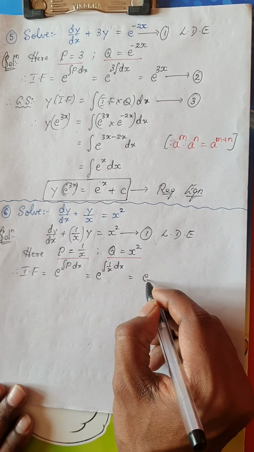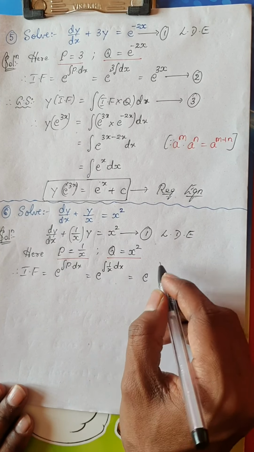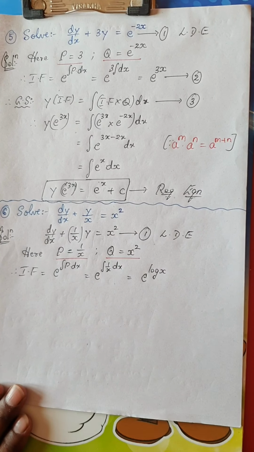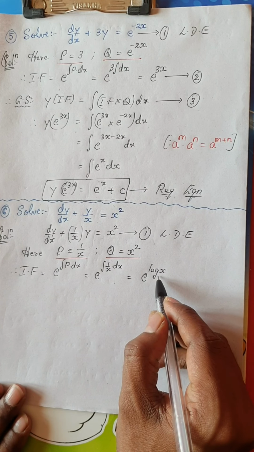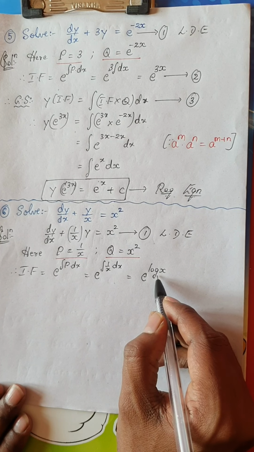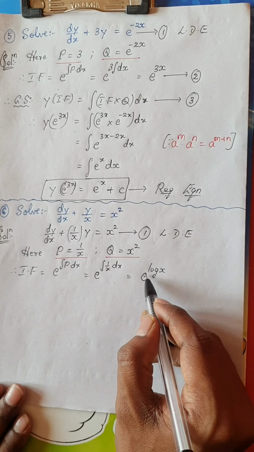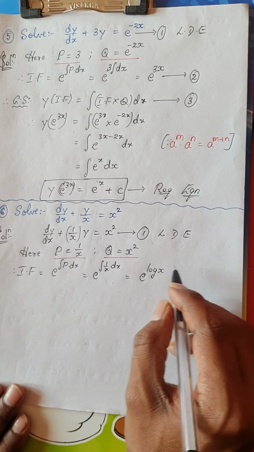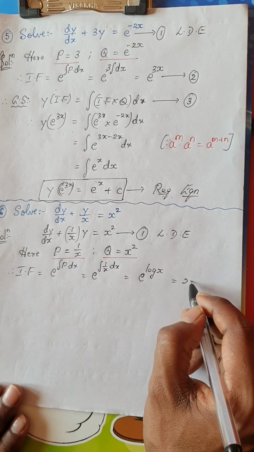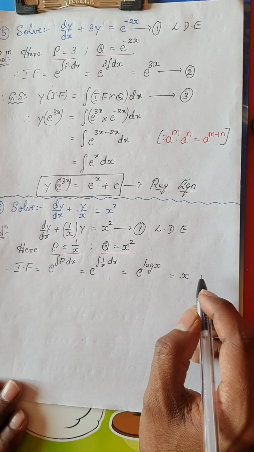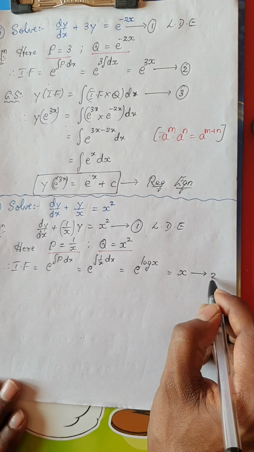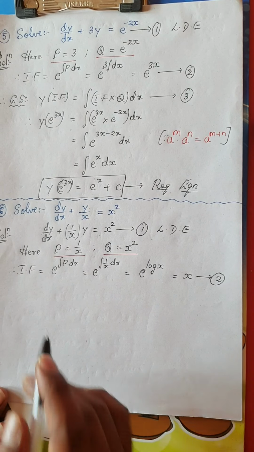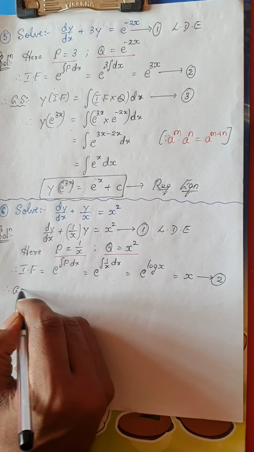Now look here, this is e power integral of 1 by x dx, which is simply log x. We've already seen that if no base of log is given, it is log to the base e. Now e power log x, as we have seen, e and log will be nullified. This would be simply x. Let us consider the integrating factor as equation 2. Now the integrating factor is also ready.